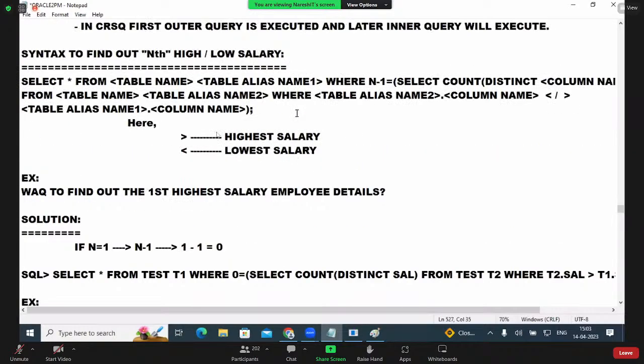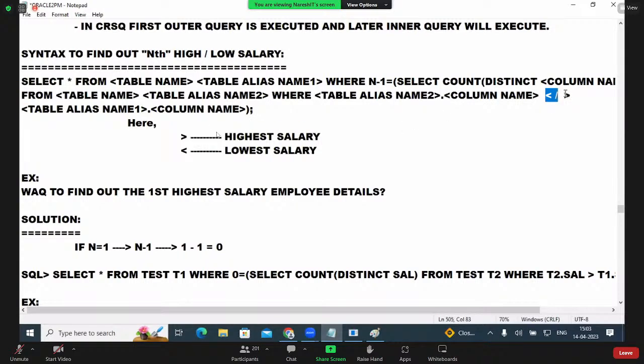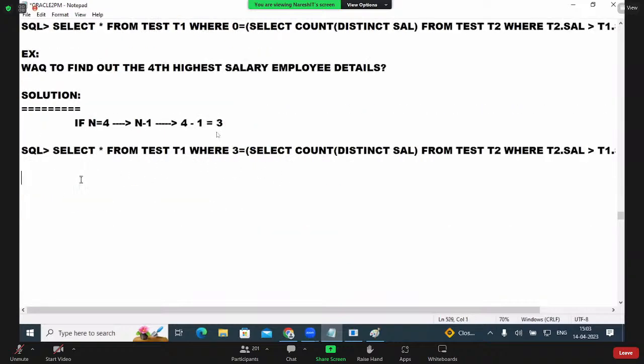But the same thing I said here, nth highest, how do you find it? I want to find nth lowest salaries also. In lowest salaries also it is the same as usual, but in place of the greater than symbol, what do I want to use? Less than. Now write one example on this.